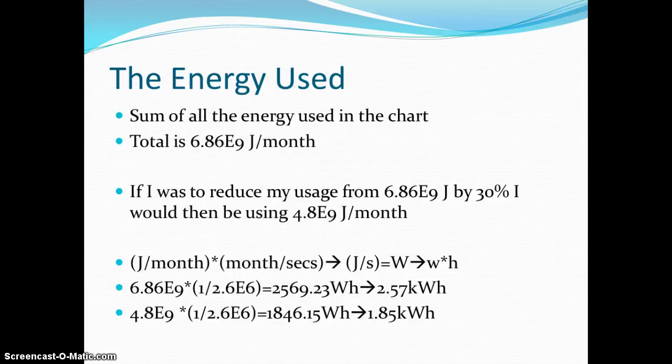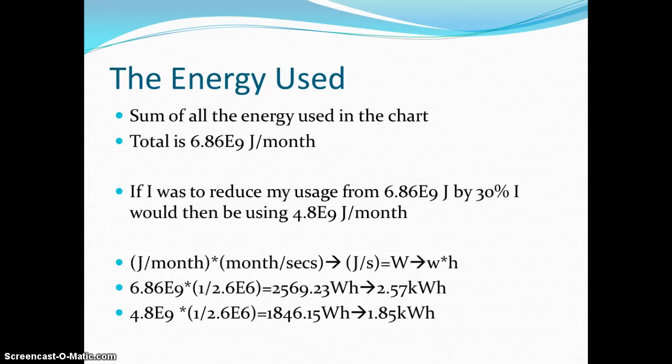So the sum of the energy we did before comes out to 6.86 times 10 to the 9th joules a month, which is a lot of energy. So to reduce my energy by 30%, I would then be using 4.8 times 10 to the ninth joules a month. So joules a month, we want to find joules per second because that's equal to watts. So we go through the process.